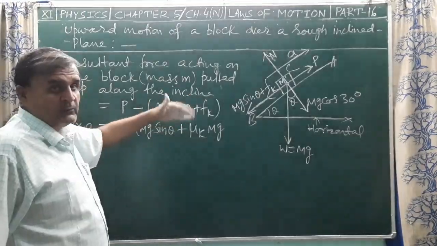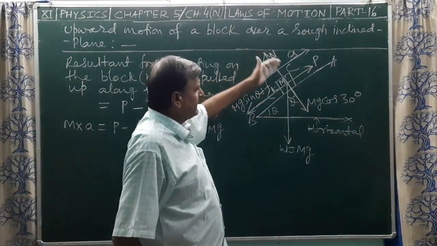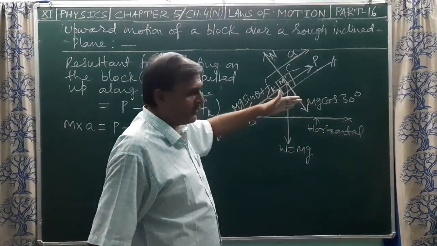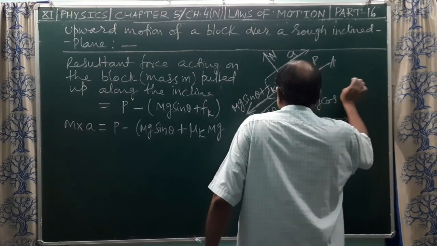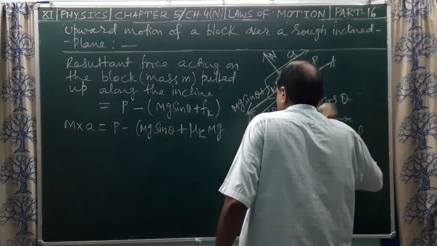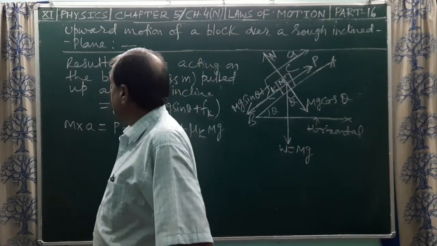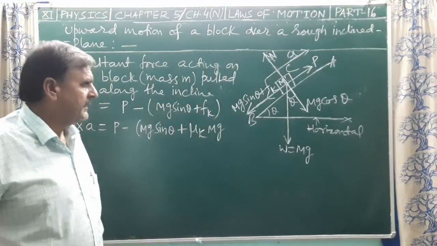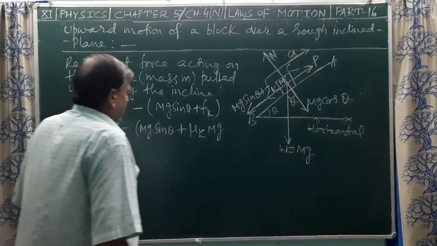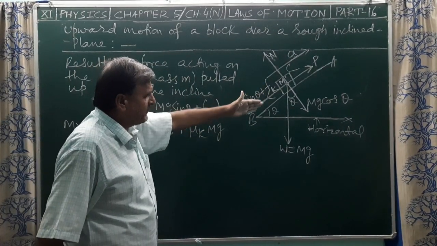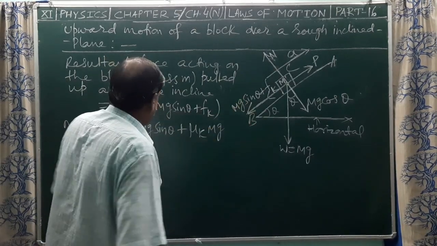And F equals mu N, and the normal reaction balances mg cos 30, so N equals mg cos theta. Here theta is not given as in the previous problem, where it was given as 30 degrees. Here the angle of inclination of the rough inclined plane AB with the horizontal we have taken as theta.